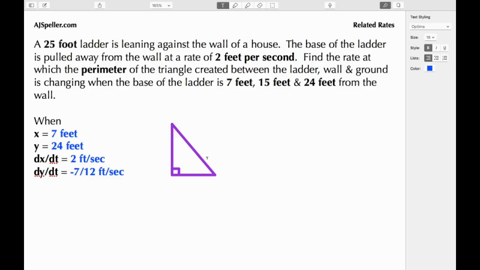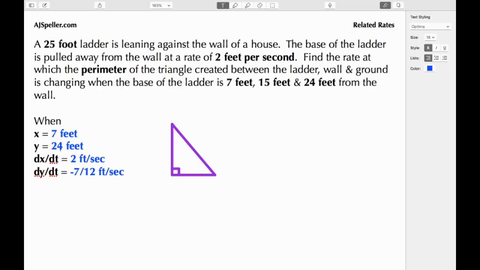A 25-foot ladder is leaning against the wall of a house. The base of the ladder is pulled away from the wall at a rate of 2 feet per second. Find the rate at which the perimeter of the triangle created between the ladder, wall, and ground is changing when the base of the ladder is 7 feet, 15 feet, and 24 feet from the wall.